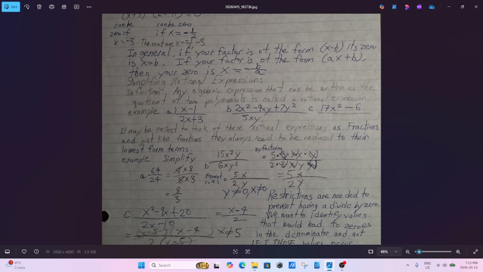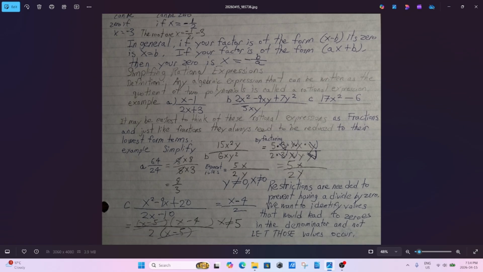Or you can do it by factoring, so you get 5 times 3 times x times y, and divide by the bottom, which is 2 times 3 times x times y, and you just cross out the thing that is on top and at the bottom. Restrictions are needed to prevent having a divide by 0. We want to identify values that will lead to zeros in the denominator and not let those values occur.